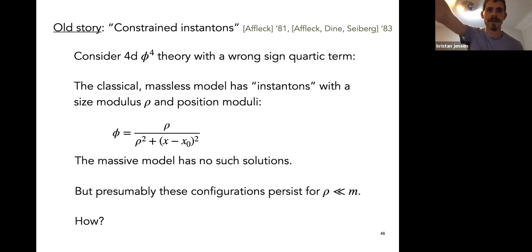In other words, you have an RG flow, and in the ultraviolet you have the massless theory and it flows to something. And for very, very small instantons, those should contribute in a way that is basically the same as in the massless theory. However, no such solutions exist at finite mass. So how do you proceed? What do?